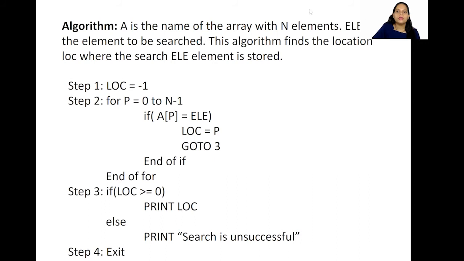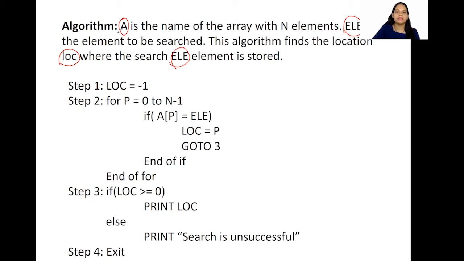The algorithm is as follows. A is the name of the array with n elements. ELE is the element to be searched. This algorithm finds the location LOC, which is the output where the search element ELE is stored. So three things to remember: the name of the array is A, the element we have to find is ELE, and the location of that element, once we find it, we are going to store in LOC.